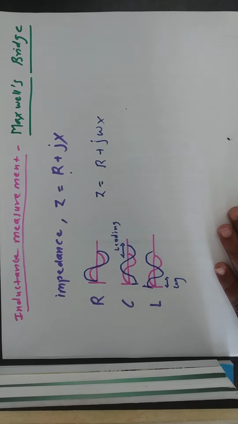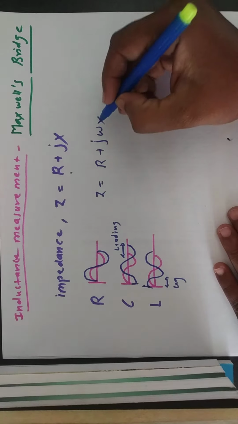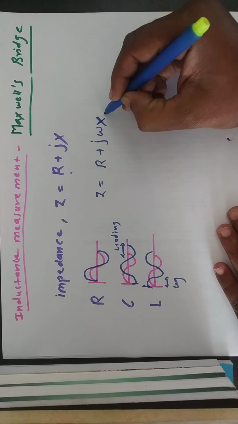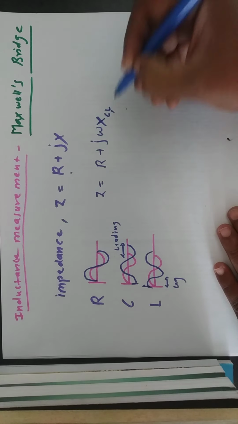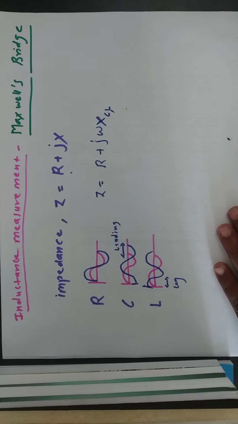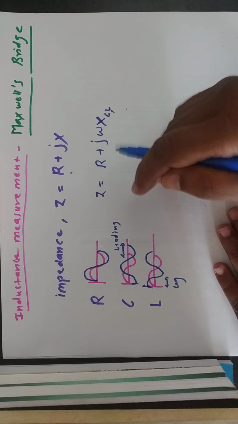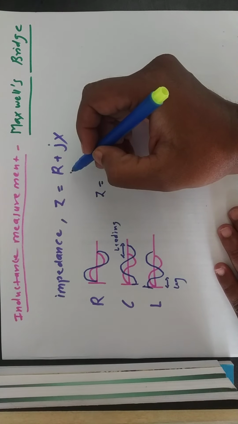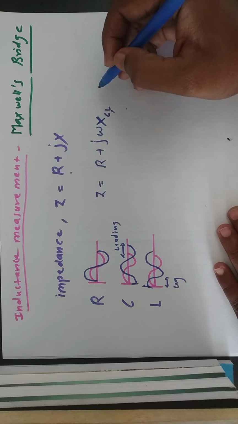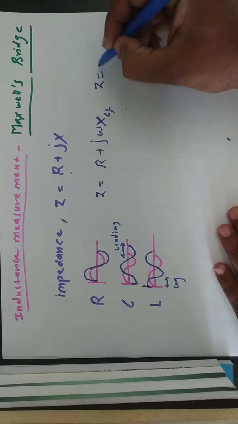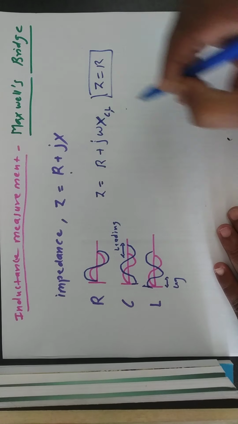Z is R plus j omega x, where j is an imaginary quantity, omega is the angular frequency, and x represents either the capacitive or the inductive component, either Xc or Xl. For example, for a resistor you can simply write Z is equal to R, for a resistive part.